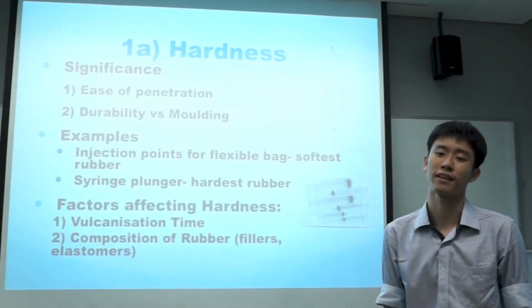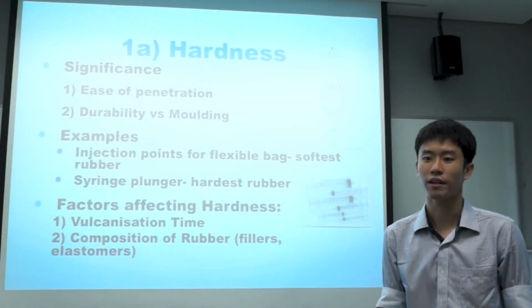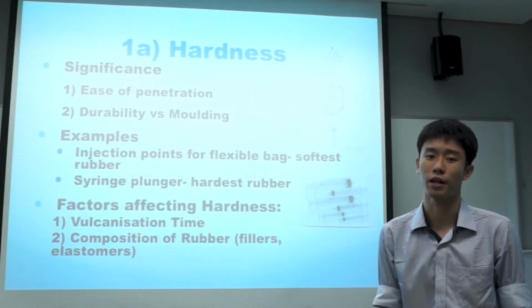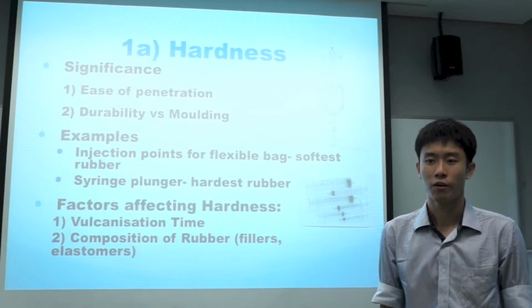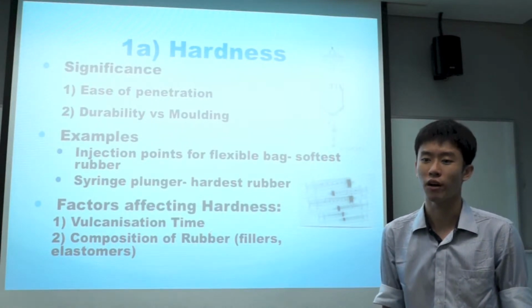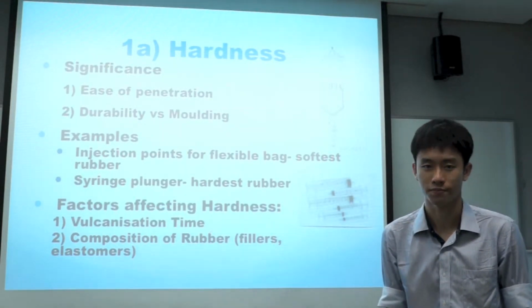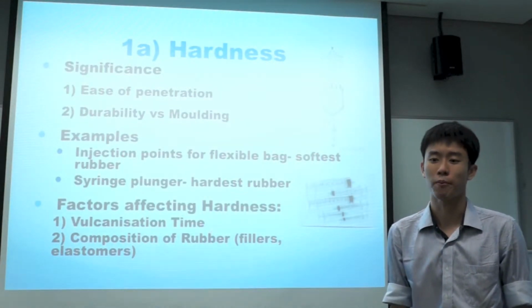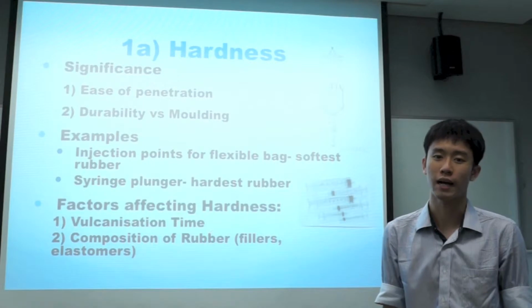There are two factors affecting hardness. Vulcanization is the process where sulfur is added to the rubber and heated during the manufacturing process. Vulcanization time therefore affects the hardness of the rubber. In addition, fillers are added to improve several properties of rubber, one of which is hardness.